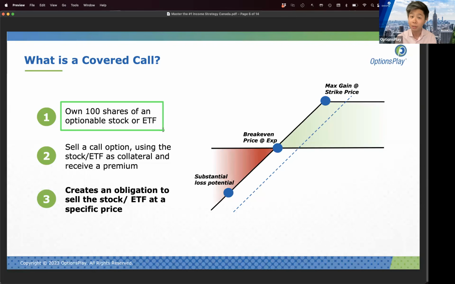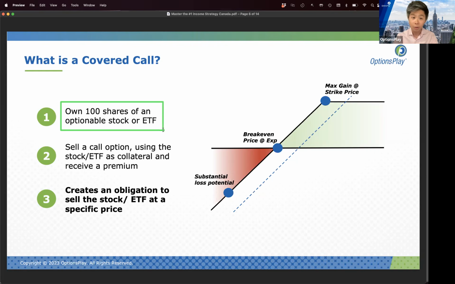That means that if, let's say, you own a stock that's not optionable, then you can't deploy a covered call. Or if you own less than 100 shares, you cannot deploy a covered call, because each call contract that you sell represents 100 shares. In order to offset the loss and the margin requirement of that short call, you need to own at least 100 shares to offset the margin requirement and the risk of a short call.